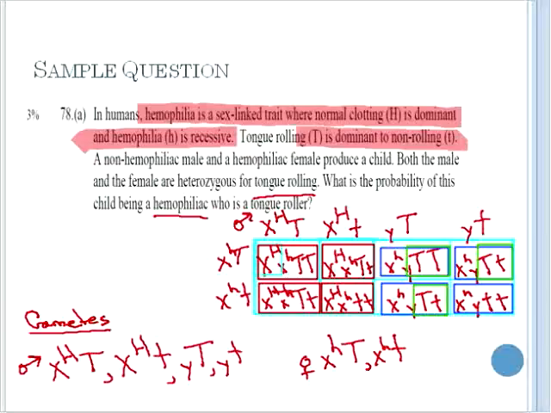So the answer would be 3 over 8, which equals the percentage that you're looking for. And that percentage is 37.5%.